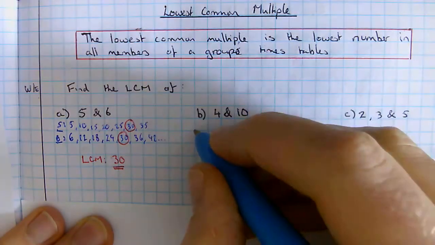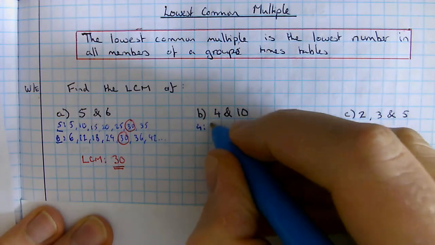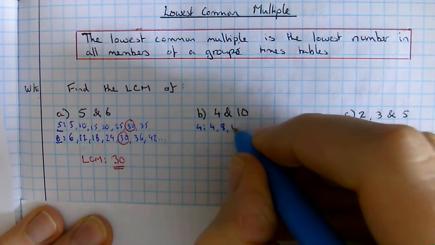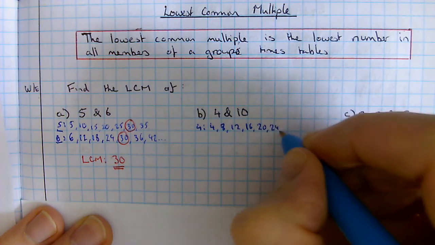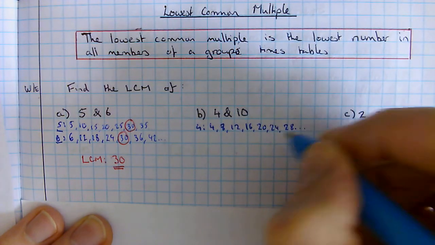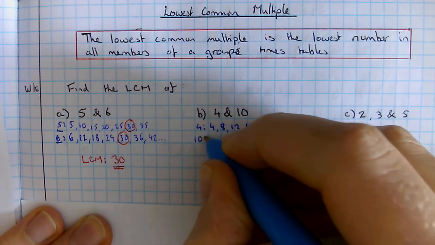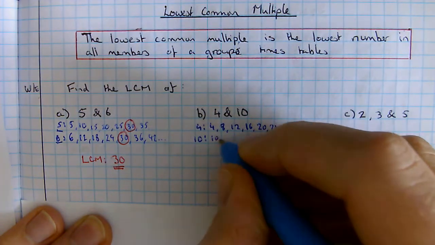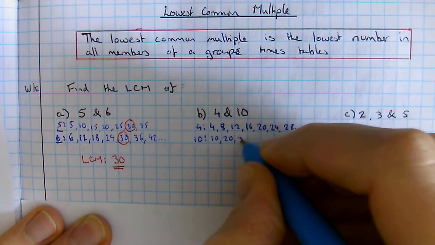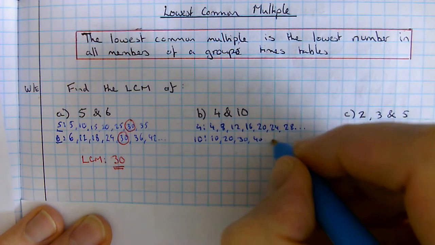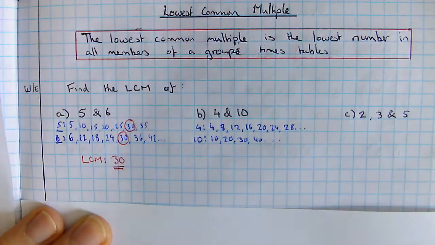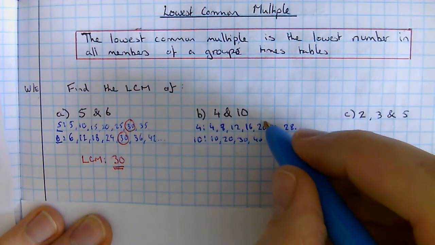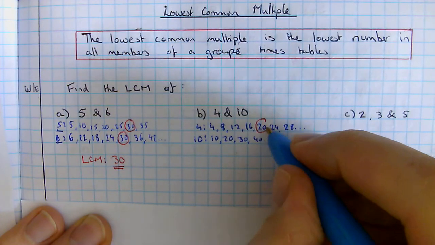So I look at my 4 times table, which is going to be 4, 8, 12, 16, 20, 24, 28, and I look at my 10 times table, which is 10, 20, 30, 40. So I could have extended this up to 40. I didn't need to, because we see that actually beforehand I come to a lowest common multiple, which is 20.